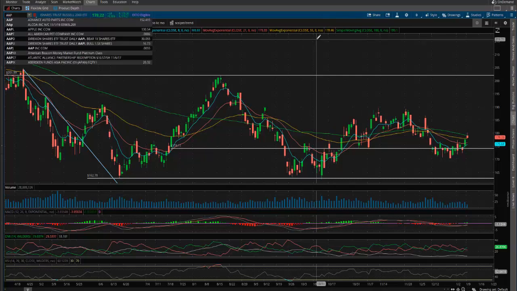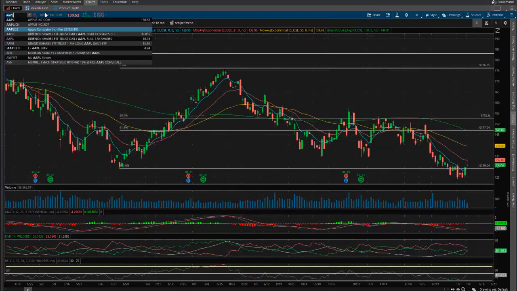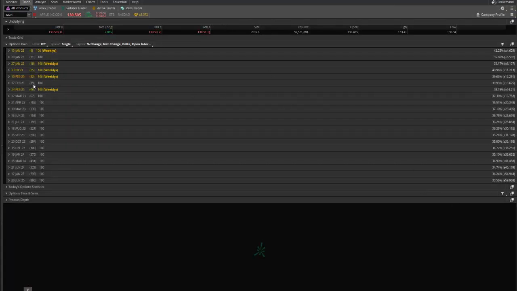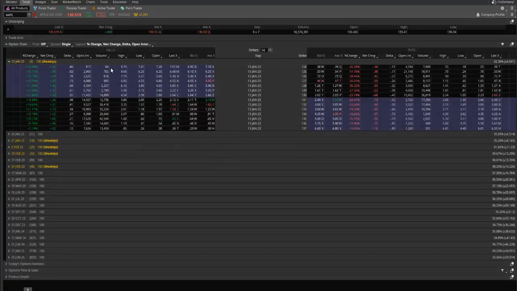Apple is another one. You just look at the trade tab and look at anything, the weeklies out here. You look at all the volume, that means it's volatile. Look at the bid-ask spread, that's one of the bigger things. You can trade any of those.